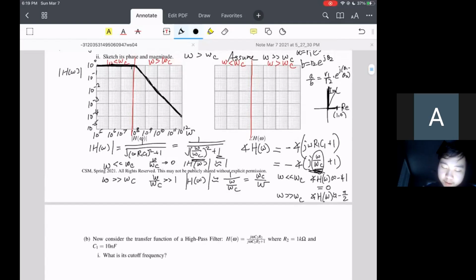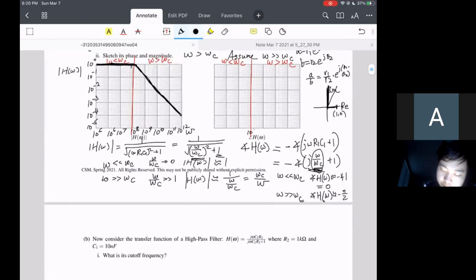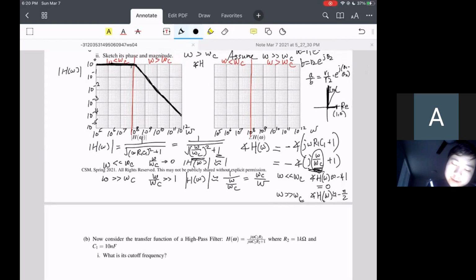Okay, so to actually draw out this phase plot, you just put 10 to the 8th in the very middle. The horizontal axis is omega, and this is the phase, H of omega. When omega is way less than omega c, we know that the angle will just be 0, so we're going to draw something like this. And when omega is way larger than omega c, we know that the phase is going to tend to negative pi over 2. So we're going to say this is negative pi over 2, and we draw something like this.